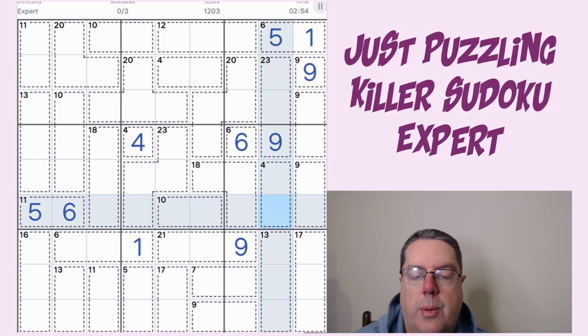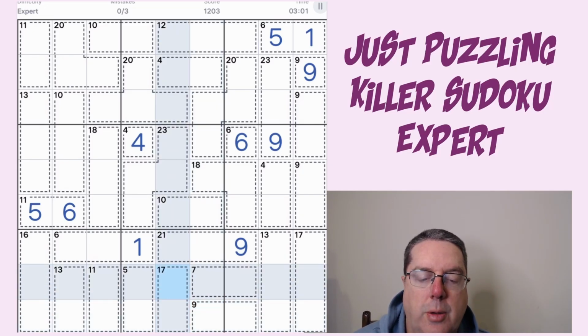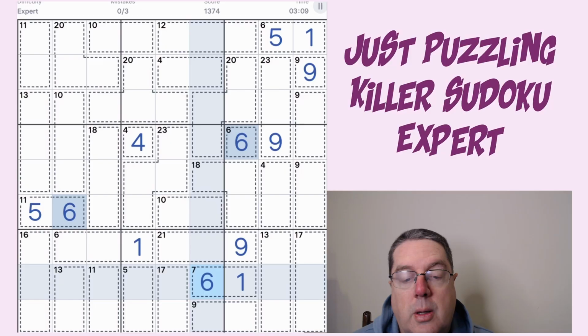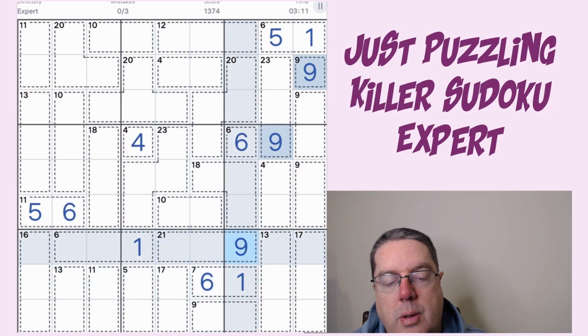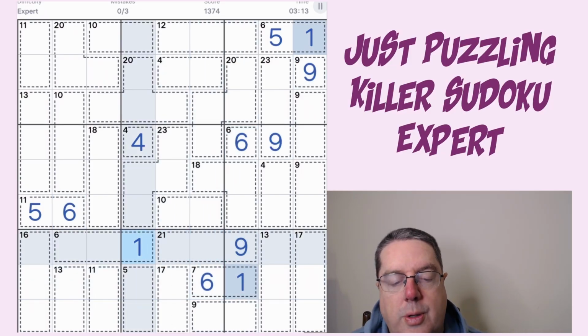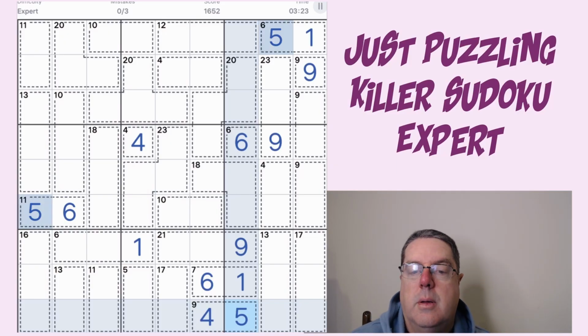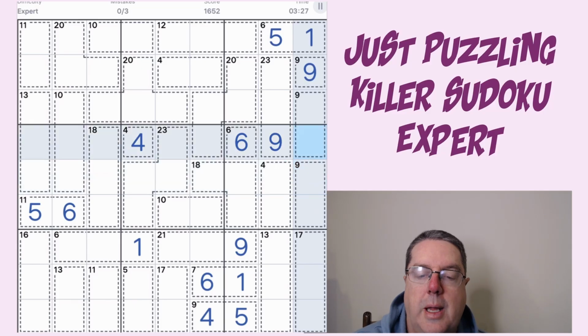So 1 and 3, so 1 could be there or there with an 8 or a 6. Because this is an 8 and 9, 17, that can't be 1 and 8, so that's going to be 1 and 6. 21 minus 9 is 12, plus 1 is 13, plus 17 is 30, plus 11 is 41, so that's going to be a 4, and that will be a 5. So 5 can either be here or here, or here or here for the 5.